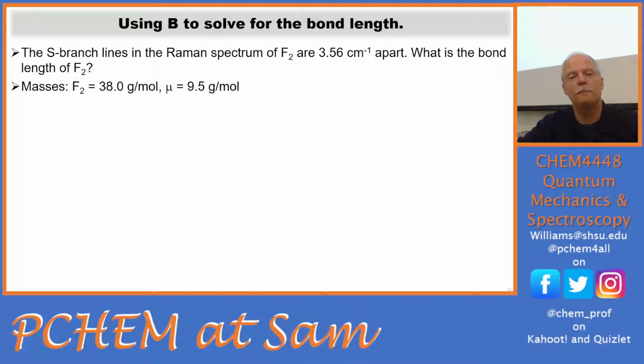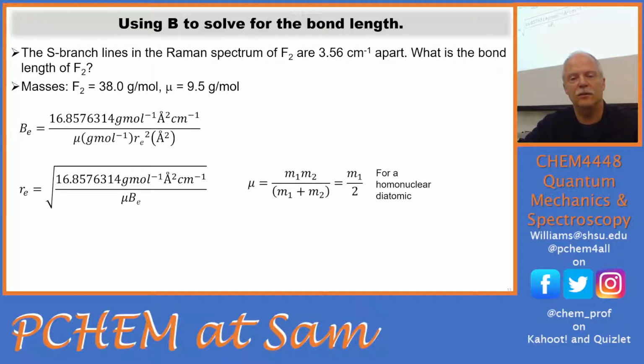19 apiece, and therefore we can calculate the reduced mass. So the reduced mass over here is M1 times M2 divided by M1 plus M2. If it's a homonuclear diatomic, M1 equals M2, so you have M1 squared over 2 M1, and essentially the 2 M1, you could cancel one of the M1s, and you end up with M1 over 2. So for a homonuclear diatomic, it's just half the mass of the molecule. Okay.